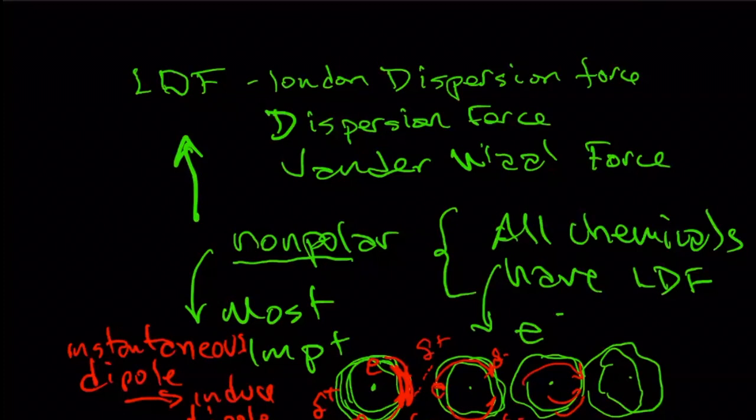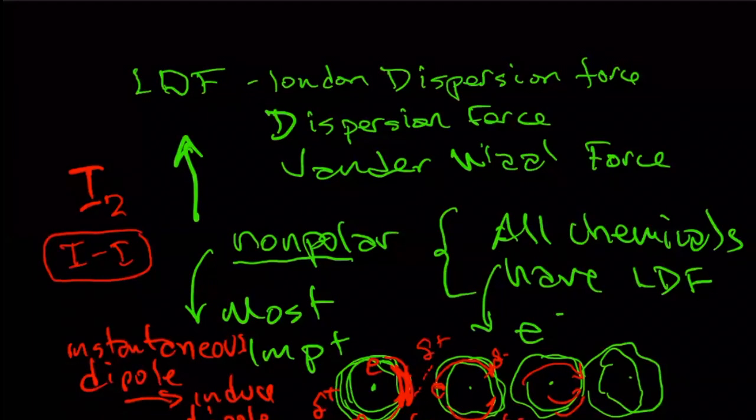And because nonpolar chemicals only have these types of forces, that is going to be the strongest intermolecular force that it possesses. Okay. In fact, these forces could be so strong that it can overcome dipole-dipole interaction or even hydrogen bonding. A classic example is I2. You know that I2, which is a diatomic chemical, has two iodines on it. And you guys have already seen the properties of I2. I2 is a solid at room temperature.